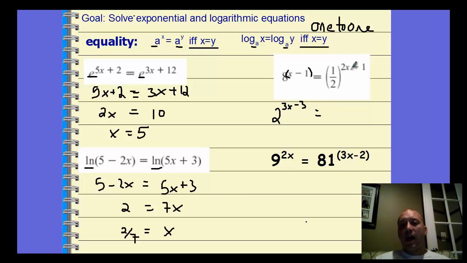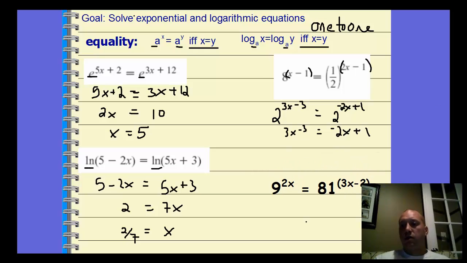And then this 1/2 to 2x minus 1, I can rewrite that 1/2 as 2 to the negative 1 power, and then distribute that negative 1 through this parenthesis to get 2 to the negative 2x plus 1. And so that would be equivalent. Now it would be one-to-one properties. Now we both have base 2, so I can say 3x minus 3 has to equal negative 2x plus 1. We can solve that. We can add 2x to both sides with 5x. Add 3 to 4, so x has to be 4/5.